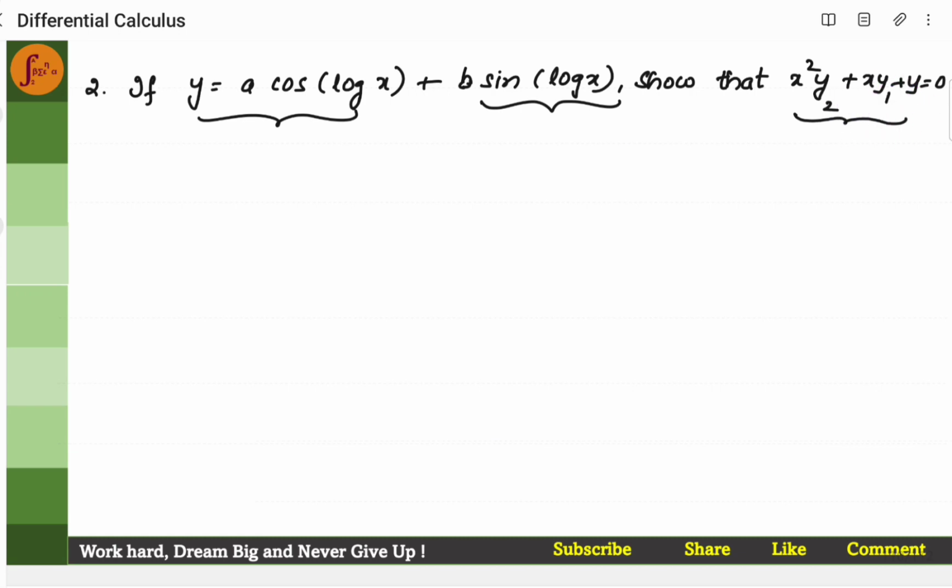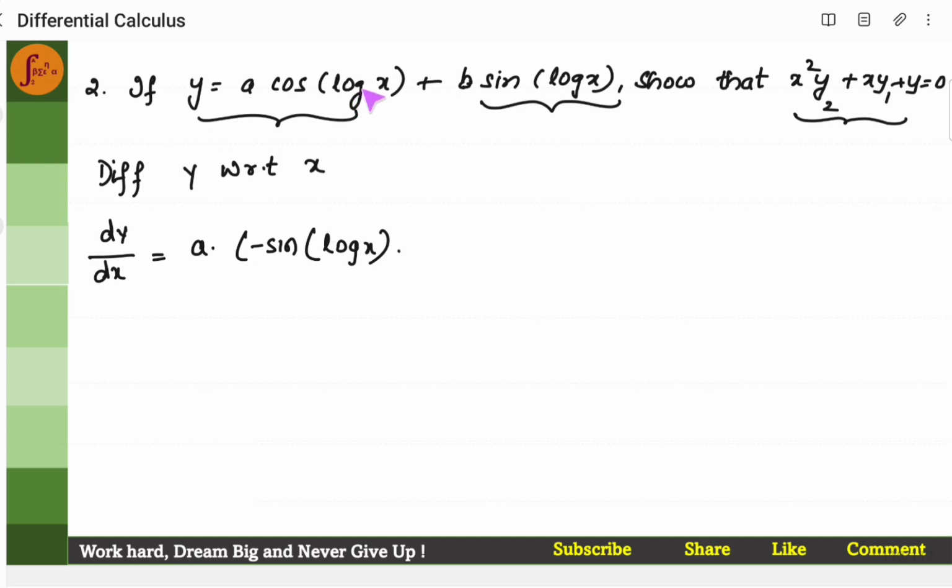So we'll first differentiate y with respect to x. We'll get dy by dx equal to a, which is a constant, so we'll leave it like that, times cos of log x. What is the derivative of cos? It is minus sine of log x. Now we'll have to apply the chain rule. What is the derivative of log x? 1 by x. Plus b into sine of log x. The derivative of sine is cos. Cos of log x, and the derivative of log x is 1 by x.